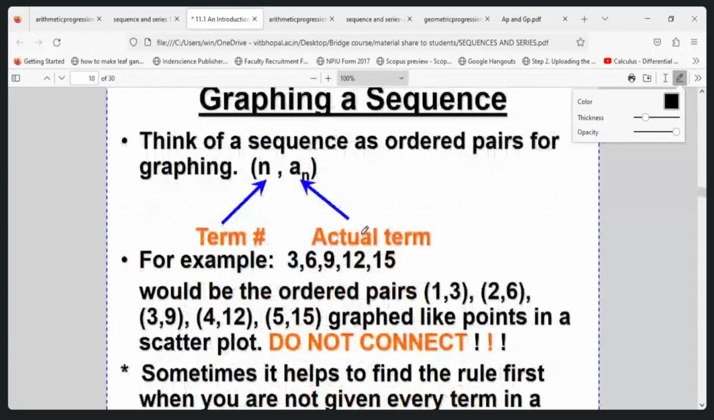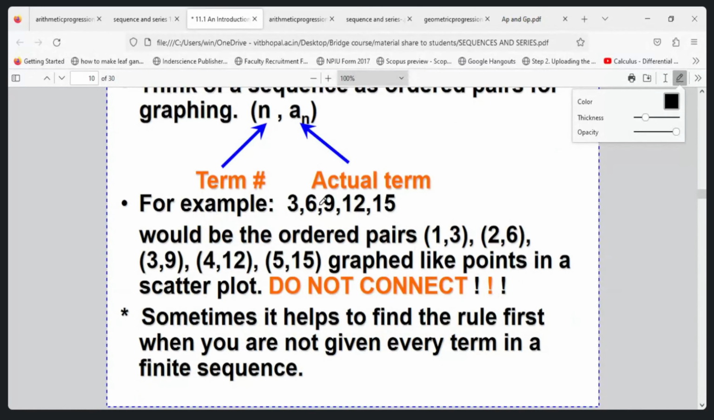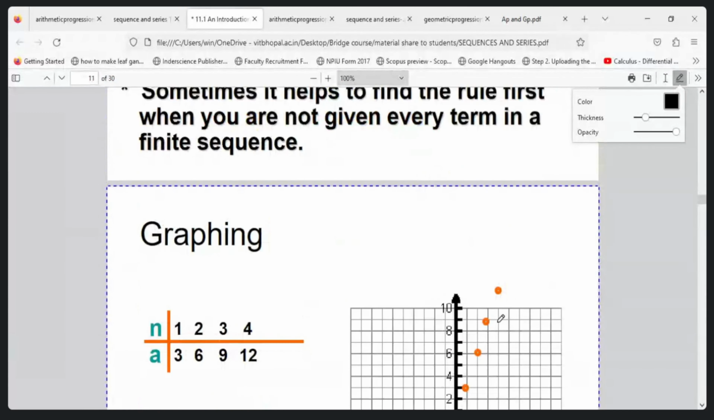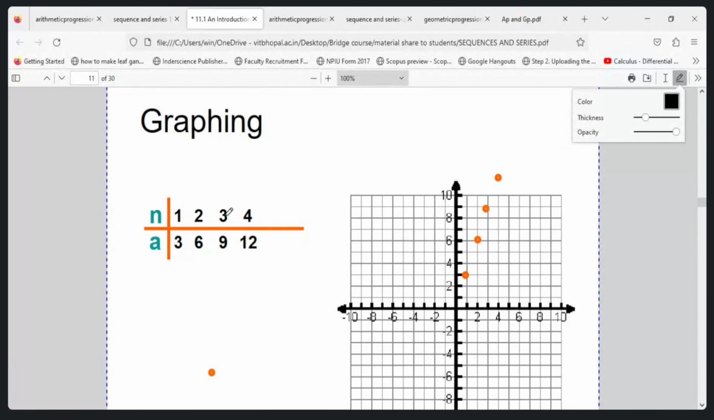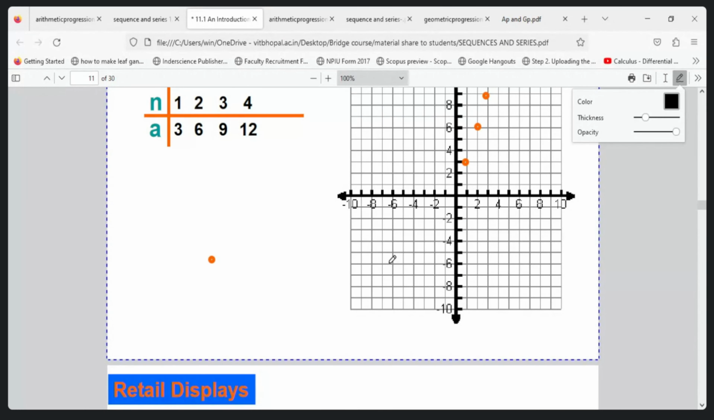Now graphing a sequence. Think of a sequence as ordered pairs of n and a_n, that means the term number and the actual term. For example, 3, 6, 9, 12, and 15 would give ordered pairs. What is the meaning of an ordered pair? We write two terms put together. So 1,3; 2,6; 3,9; 4,12; 5,15. Graph them like points in a scatter plot, do not connect them. Sometimes it helps to find the rule when you are not given every term in the finite sequence. So you can see n equals 1, 2, 3, 4 and 3, 6, 9, 12, we can plot them and see.